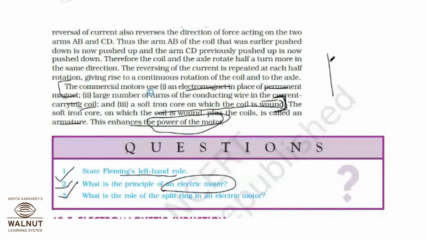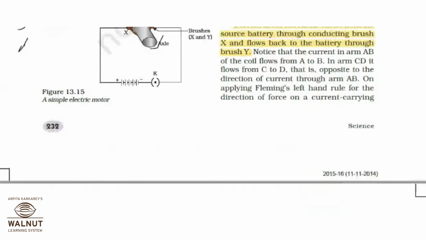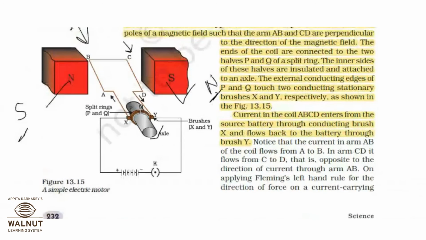This is a coil, right? You said that this side of the coil will move upward, this side of the coil will move downward, and that is how it will rotate. How? I mean, due to which factor? It is due to the forces. That is the principle of electric motor, that whenever we place a current carrying conductor in a magnetic field, it experiences a force, and due to that force the coil keeps on rotating.